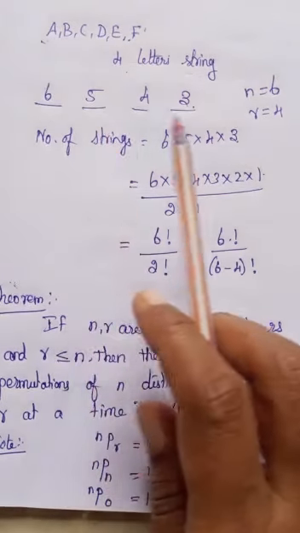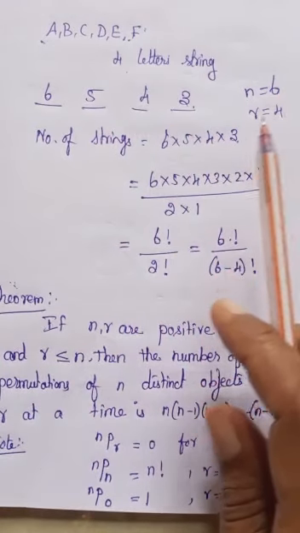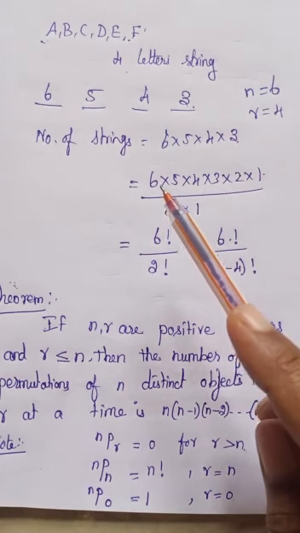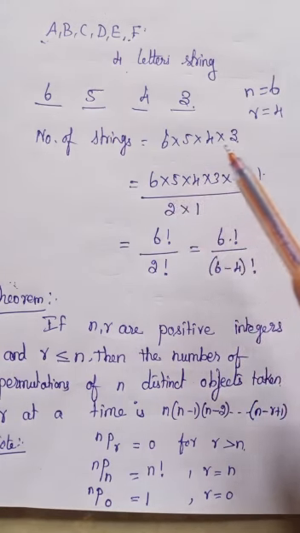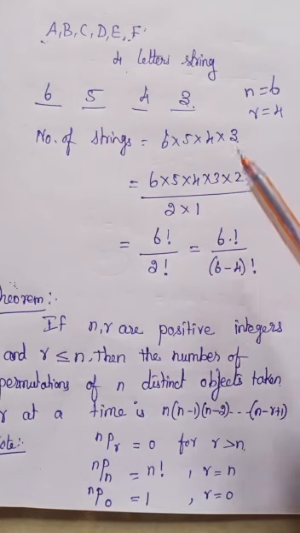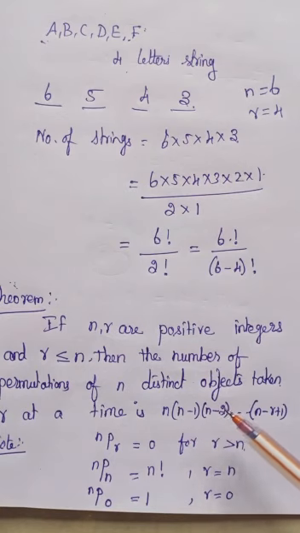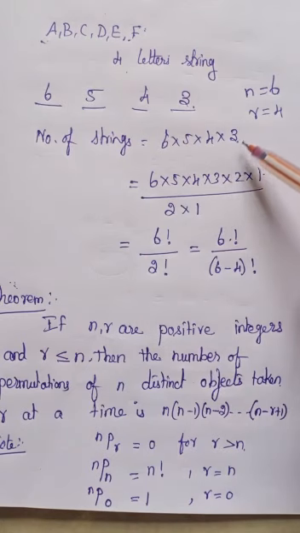See here we have taken n equal to 6 and r equal to 4, isn't it? The same way, how much did we get? 6 into 5 into 4 into 3. This is the answer, isn't it? See here, the same values when we substitute: 6, 6 into 5 (6 minus 1), 4 (6 minus 2), and the last term n minus r plus 1, which is 6 minus 4 plus 1, that is 2 plus 1, which is 3. Correct? Yes, this is the formula.